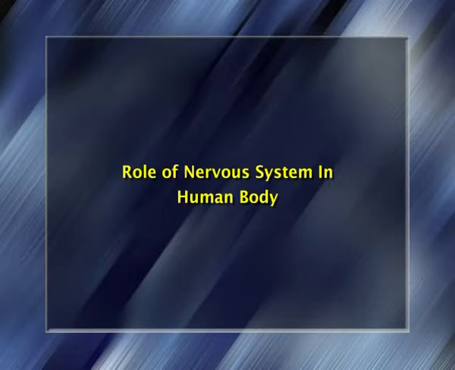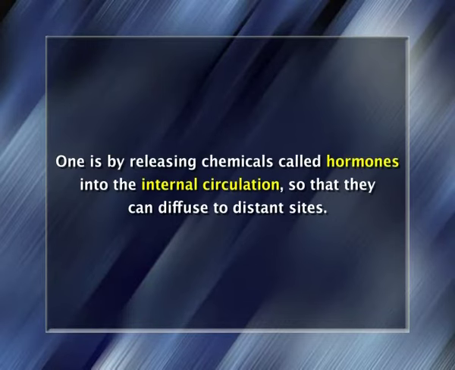Dear students, let's understand the role of nervous system in human body. At the most basic level, the function of nervous system is to send signals from one cell to others or from one body part to others. There are multiple ways that a cell can send signals to other cells. One is by releasing chemicals called hormones into the internal circulation so that they can diffuse to distant sites.